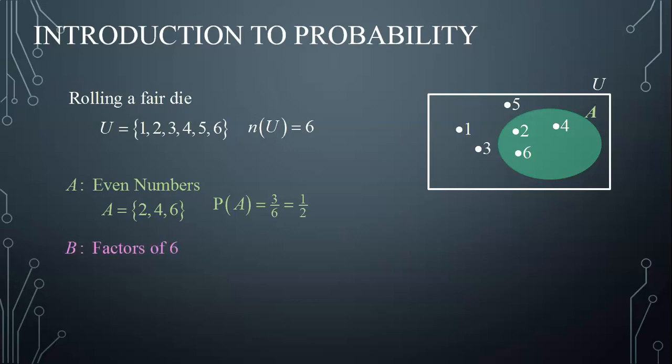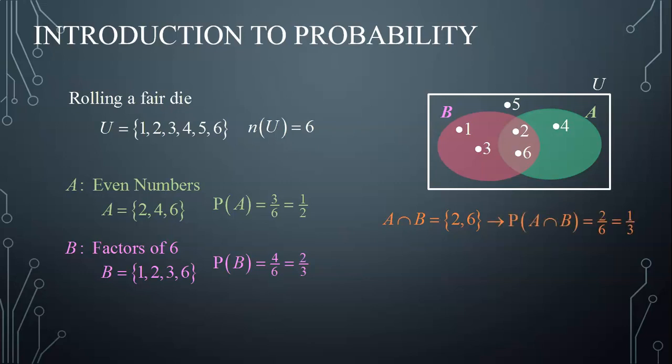Now, defining event B as obtaining a factor of 6, event B would then include the possible outcomes 1, 2, 3, and 6, and the probability of B would then be 4 out of 6, which is equivalent to 2/3, as 4 out of the 6 outcomes form event B. Now, the intersection of A and B includes the outcomes 2 and 6. Then the probability of A inter B would be 2 out of 6, which is equivalent to 1/3.